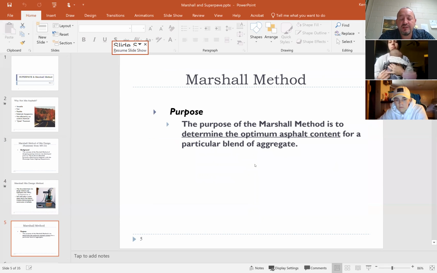Okay. And once again, here's the slide. So what's the purpose of the Marshall method? Well, it's to determine that optimum asphalt content. That's a good test question. So I'm going to ask you that, so make sure you mark that one.